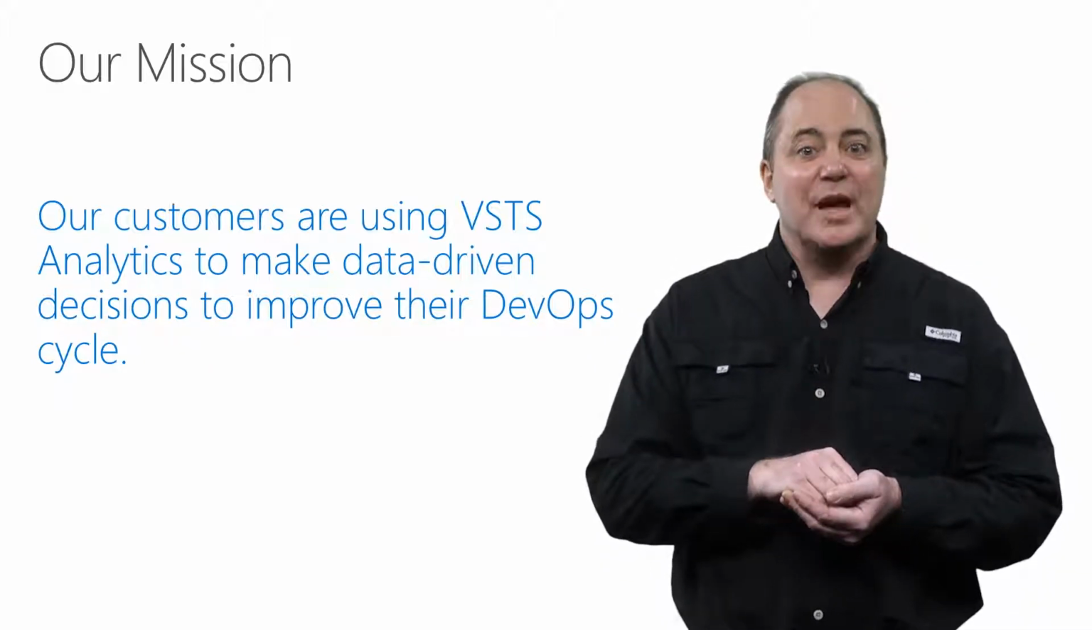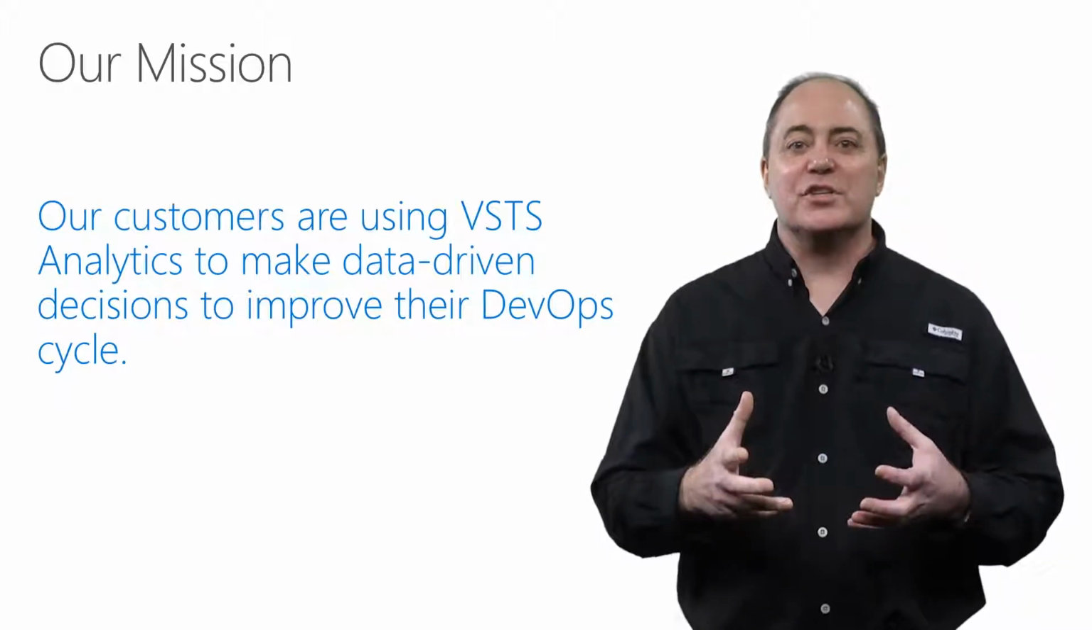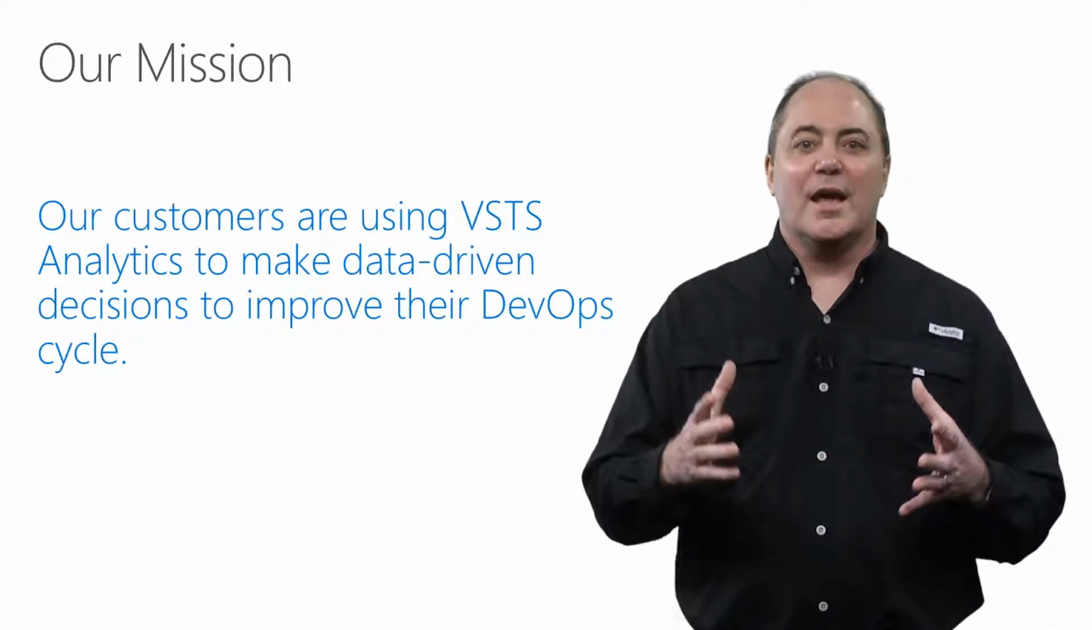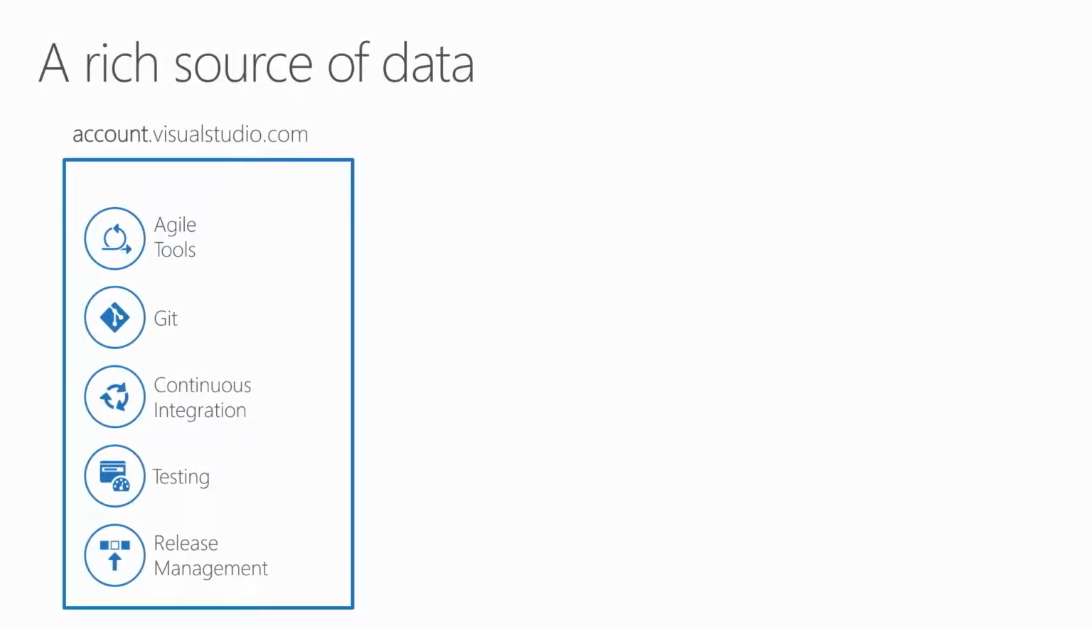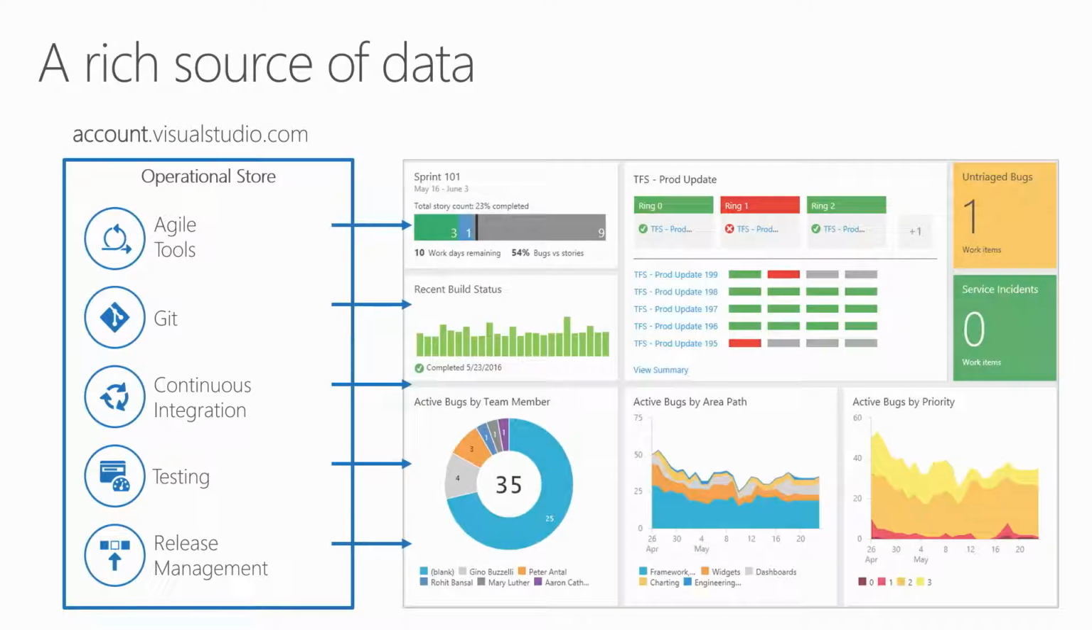And what I'd like to do now is take you through a quick introduction of what Analytics is and how it works. If you have a Visual Studio account, you already have a rich source of data. Every time you use the Agile tools or the build or test tools, they are producing data to do their work. We call this the operational store because it's storing the data that supports the operation of the Visual Studio tools. We've built several widgets that pull data directly from the operational store.